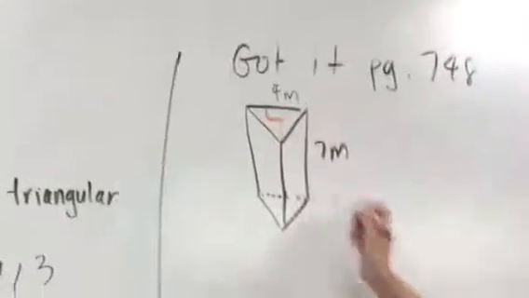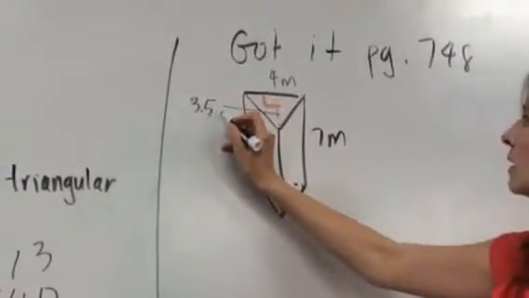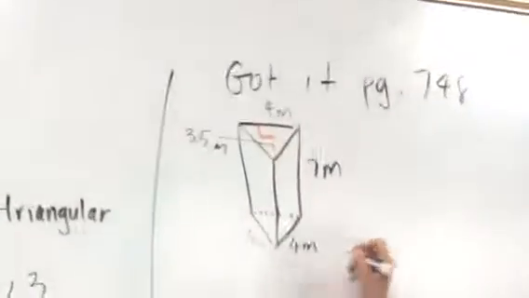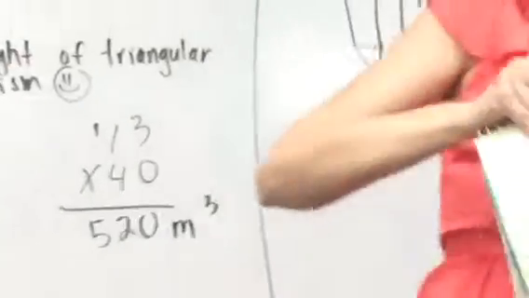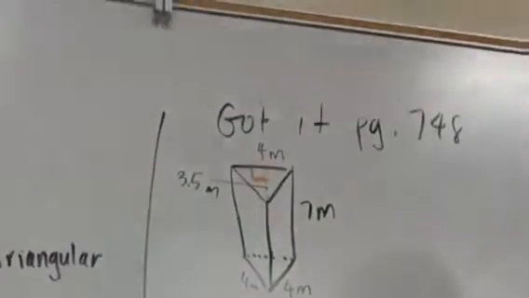Then you have this height at 3.5. This is 4 meters, and that is 4 meters. We're all going to write down our formula first. Everyone write down volume equals capital base times the height.